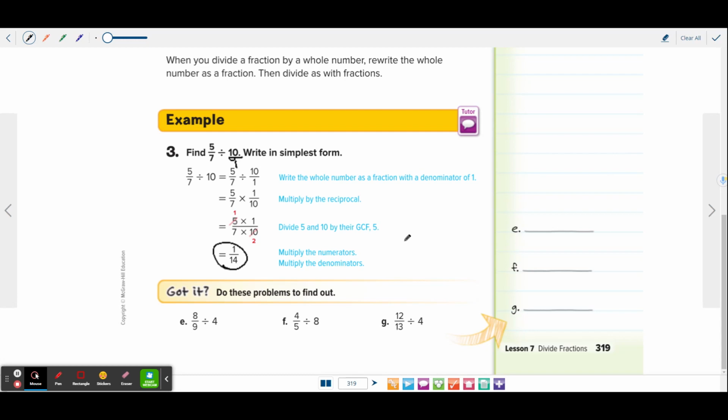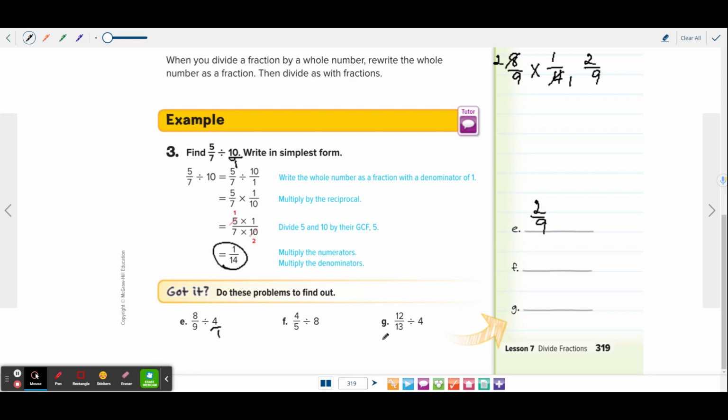Okay. So let's do some of the got it. Let's do E up here. 8/9. We're going to keep that one, change the sign to multiply. 4 is 4 over 1, right? So we're going to flip 4 over 1, and now it's 1/4. And then we can simplify. 8 and 4 are both divided by 4. 8 divided by 4 is 2. So we have 2/9 for the answer for E.